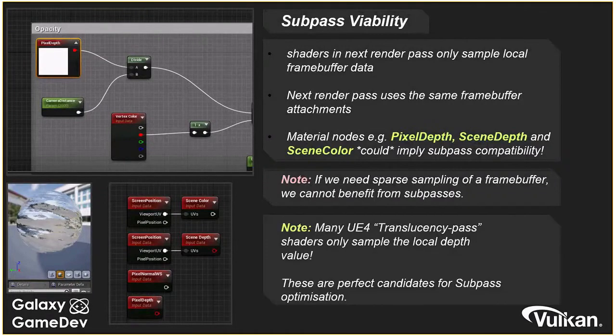So one common thing here in Unreal Engine 4 is the translucency pass. And the idea here is that we do our main scene render first. Translucent objects are dependent on the per pixel local depth. So for example, if you're doing a depth fade or a water fade effect, soft particles, something like that, you need that depth information there.